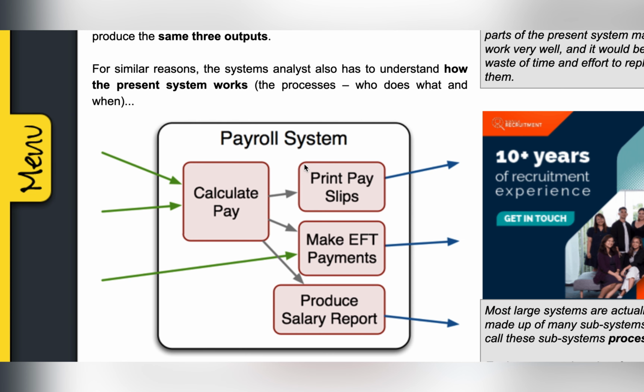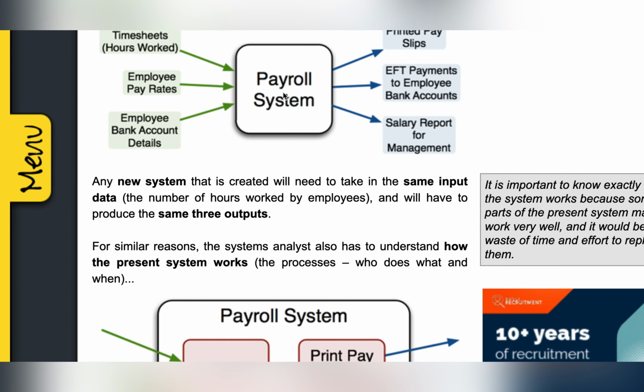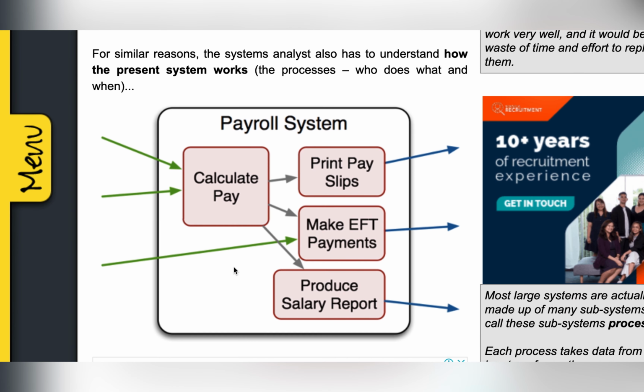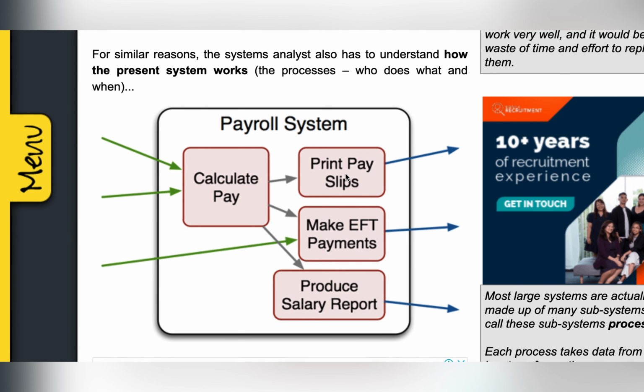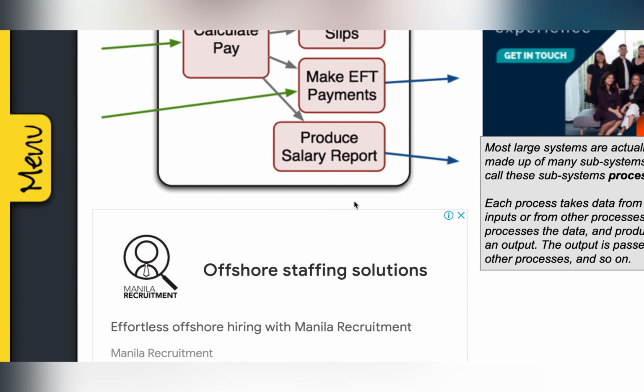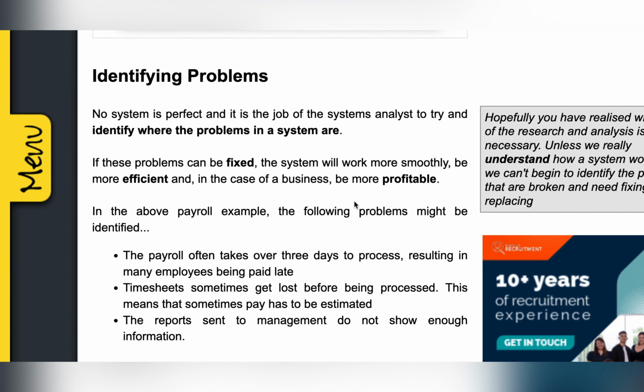So when you're designing a new one, maybe you improve on the old one, you create a calculator in the new system that will be able to calculate the payment. And then on the output side, I'll be able to print the pay slip, make ETF payment, and produce salary report efficiently and effectively. In the new system, you can see some of the input can go straight to this place. So you have to find a way to upgrade the old system.